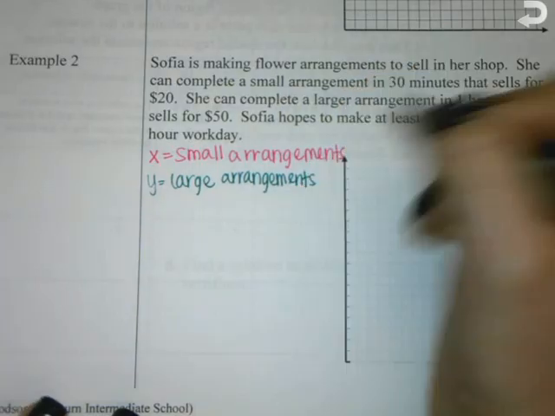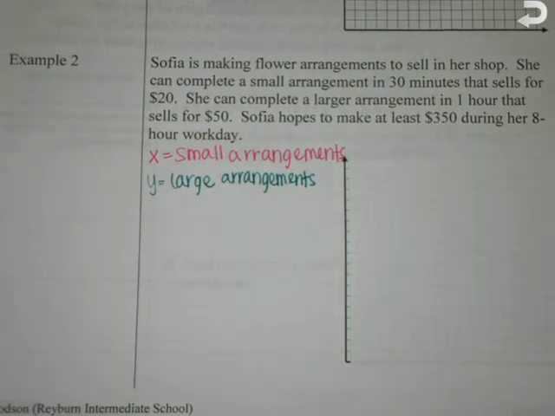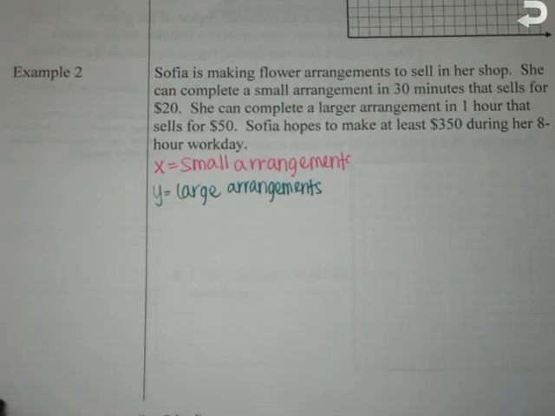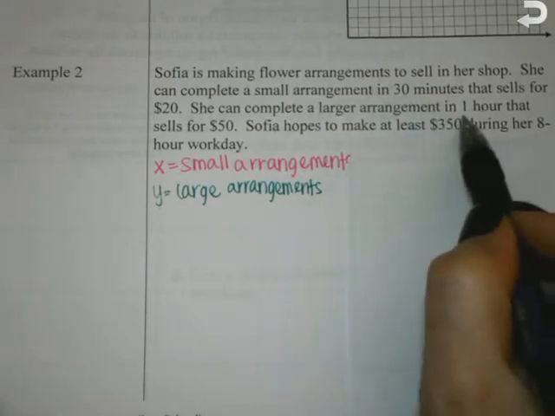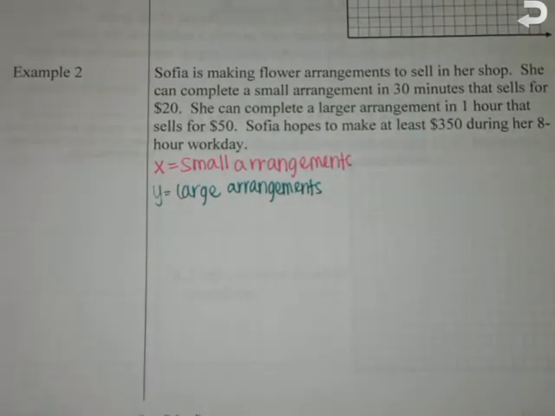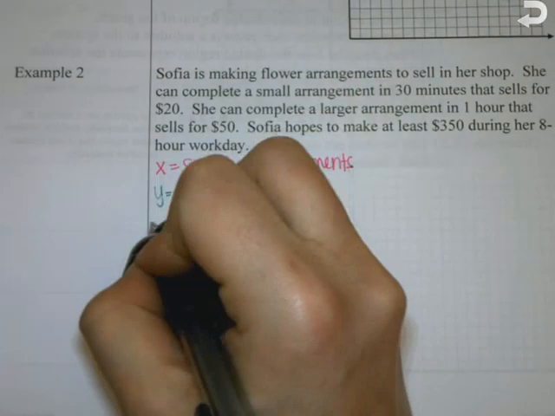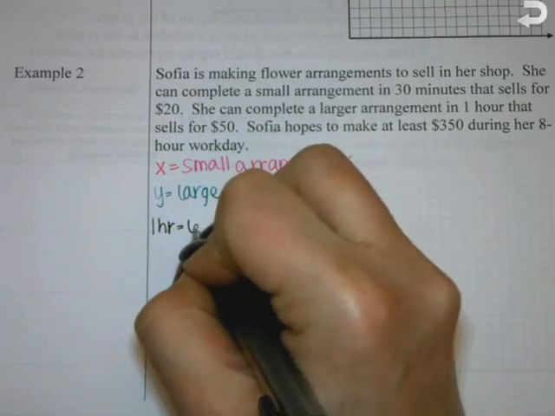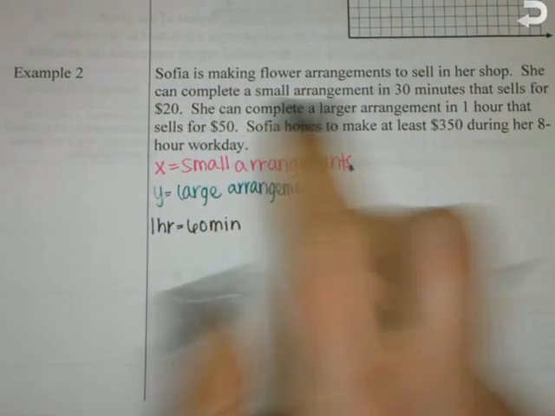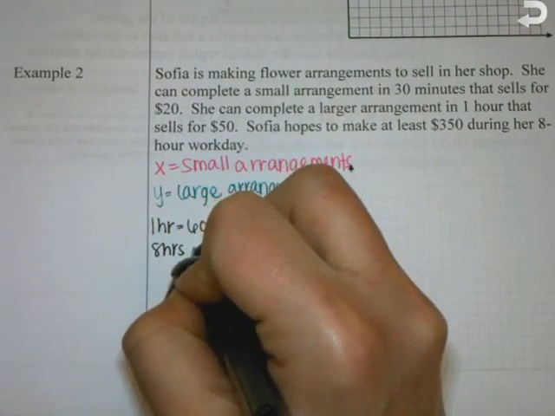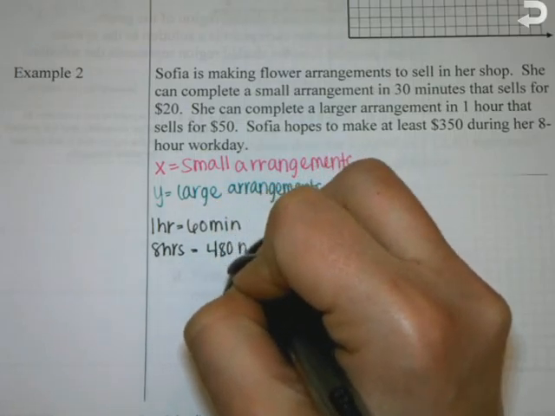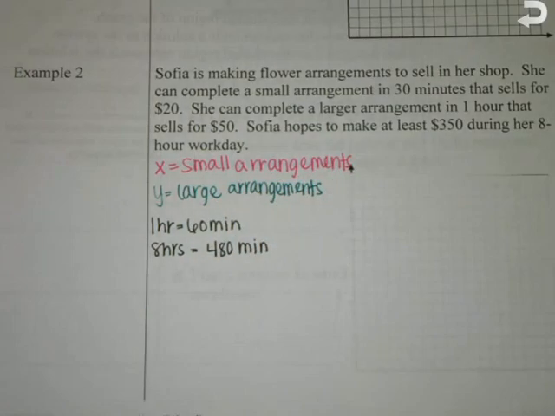Okay, and then did you guys notice anything about the time? Do we have to convert any units? Yeah, we have 30 minutes, 1 hour, and 8 hours. So we could either change 30 minutes to half of an hour, or we can change all of the hours to minutes. What do you guys think? Hours to minutes. Okay, so let's do 1 hour equals how many minutes? 60 minutes. And then this is nice, we already know 8 hours equals how many minutes? 480.